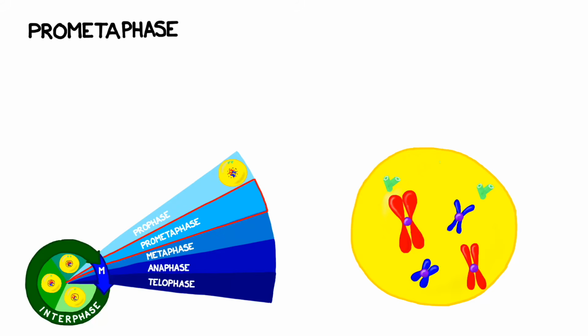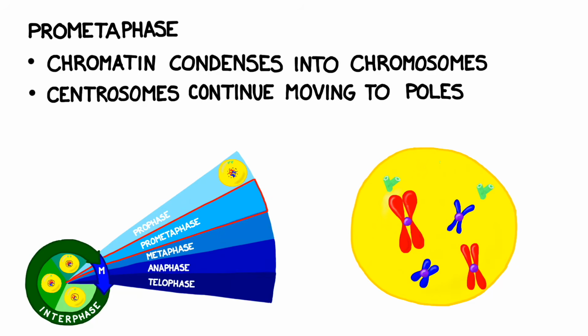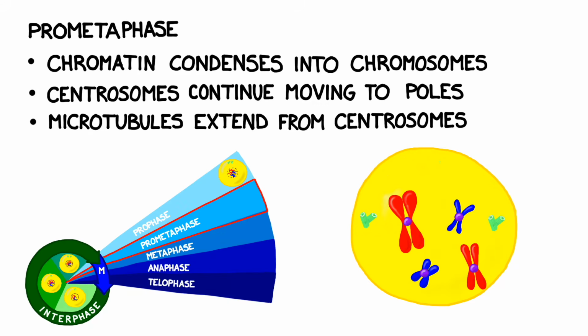Second, we enter prometaphase. In prometaphase, the chromosomes continue to condense until they are coiled as tightly as possible. The centrosomes continue moving towards the poles of the cell, and the microtubules begin to emerge.